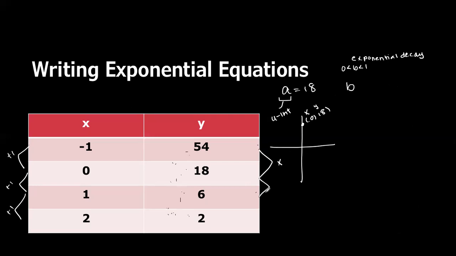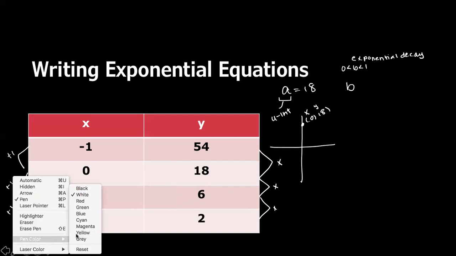18 to 6, what is it multiplying by? And from 6 to 2. Now, mentally, I don't know what that is. I don't know what that's multiplying by. It has to be a decimal. So remember, we can always go backwards. We can divide backwards to figure out what it's multiplying by.